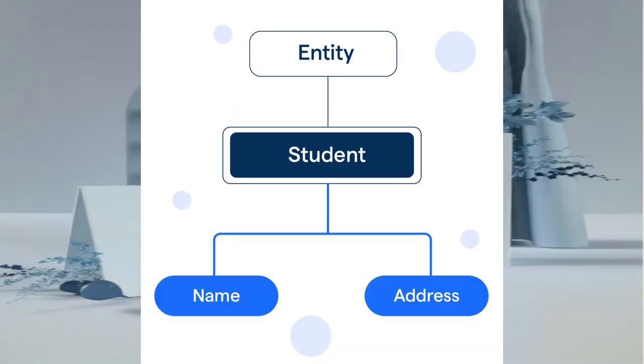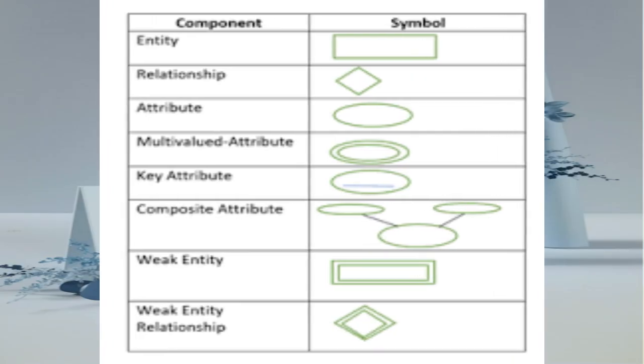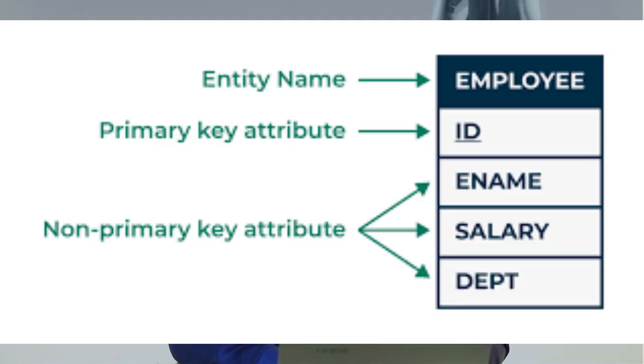An entity type defines a collection of similar entities, while an entity set represents all instances of that entity type at a specific time. In an entity relationship diagram, entity types are shown using rectangles and the attributes are shown as ovals. Key attributes, which uniquely identify entities, are underlined. For example, SSN may be a key attribute for a person.